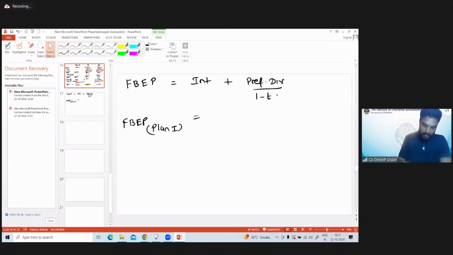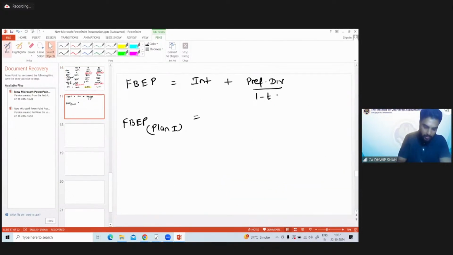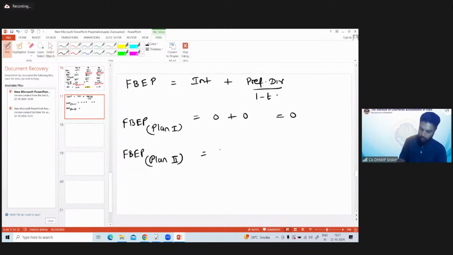Plan 1 में बताओ, is there any interest? There is no interest and there is no preference dividend as well. So my financial break-even point would be zero interest plus zero preference dividend. It is zero. Financial break-even point under plan 2 would be, there is some interest. Interest is 8 lakh and preference dividend is 0. So it would be 8 lakh plus 0, that is 8 lakh.